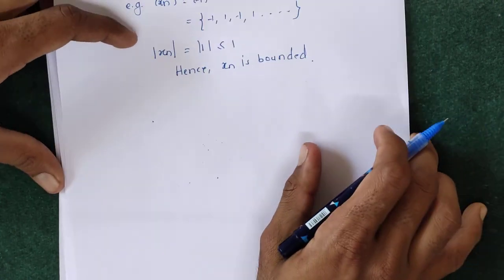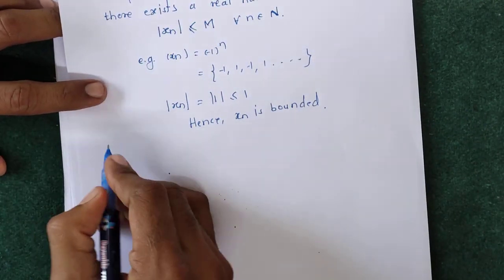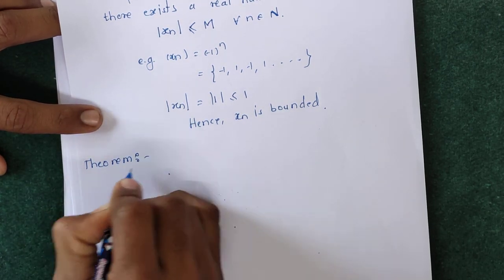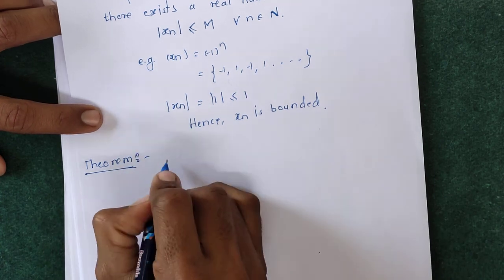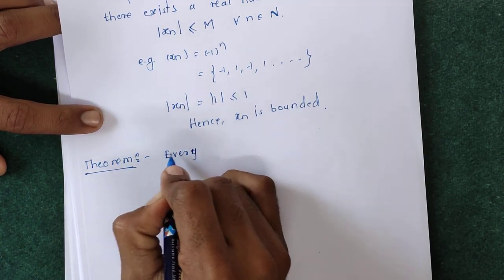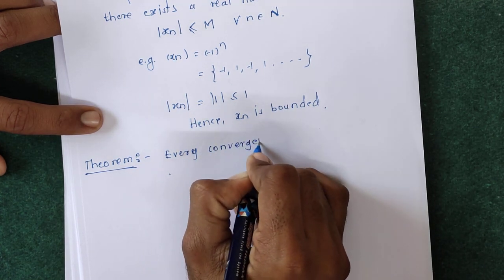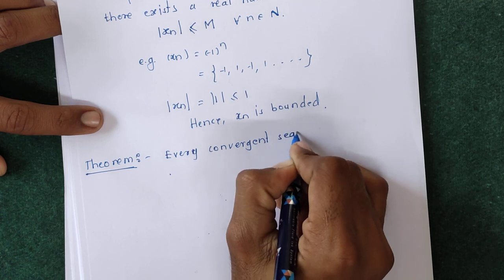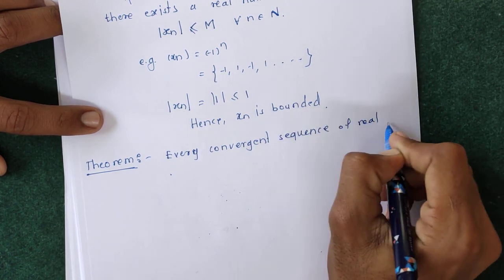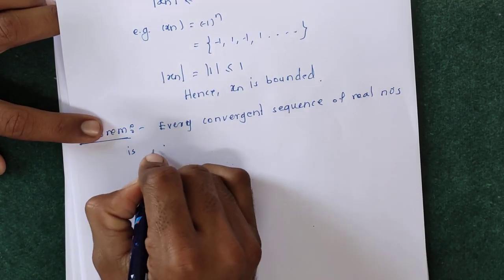Now we will see one theorem on bounded sequences. The important theorem, this is the important result: every convergent sequence, convergent meaning whose limit exists, every convergent sequence of real numbers is bounded.